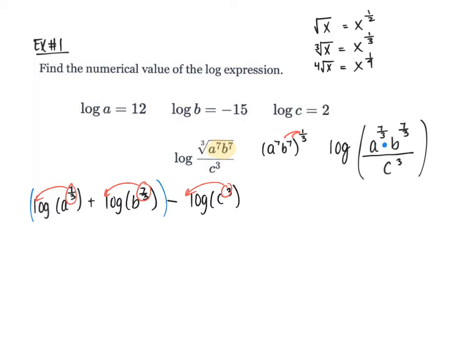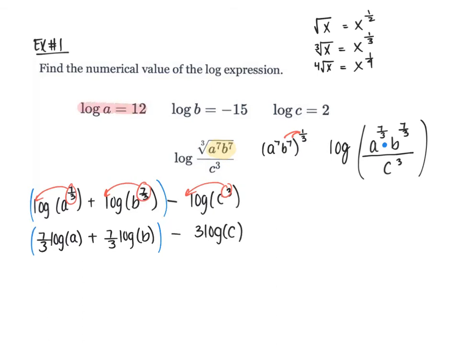So our final answer should be 7/3 log of A plus 7/3 log of B, and then minus 3 log of C. And again, don't forget to bring down your parentheses. And now just substitute the values.